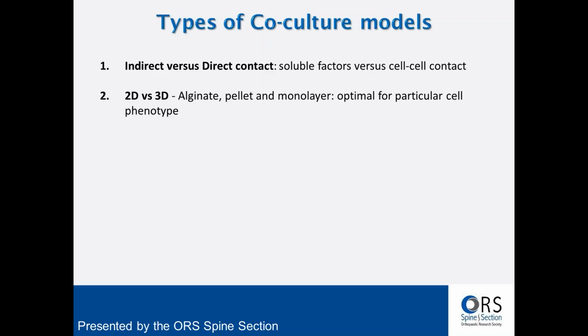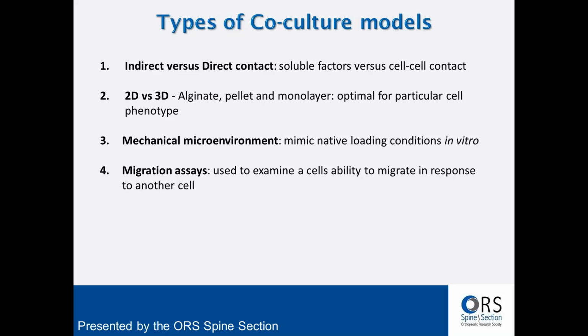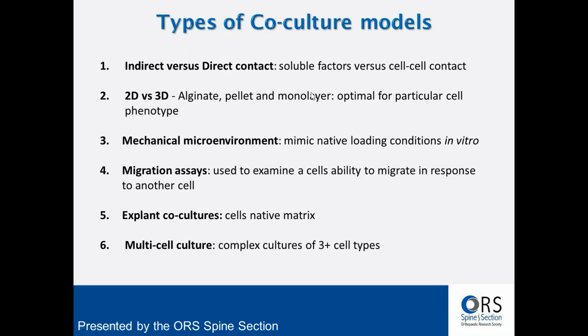So there are a number of different types of co-culture models. These include indirect versus direct contact, involving soluble factors versus cell-cell contact. You have 2D versus 3D, which are alginate, pellet, and monolayer cultures, and this is optimal for a particular cell phenotype. You have mechanical microenvironment, and this is important when mimicking native loading conditions in vitro. Also, migration assays, which can be used to examine a cell's ability to migrate in response to another cell. We have explant co-cultures, where the disc cells remain in their native matrix. Also, multi-cell co-cultures, where you actually have more than 3 cell types in one co-culture.